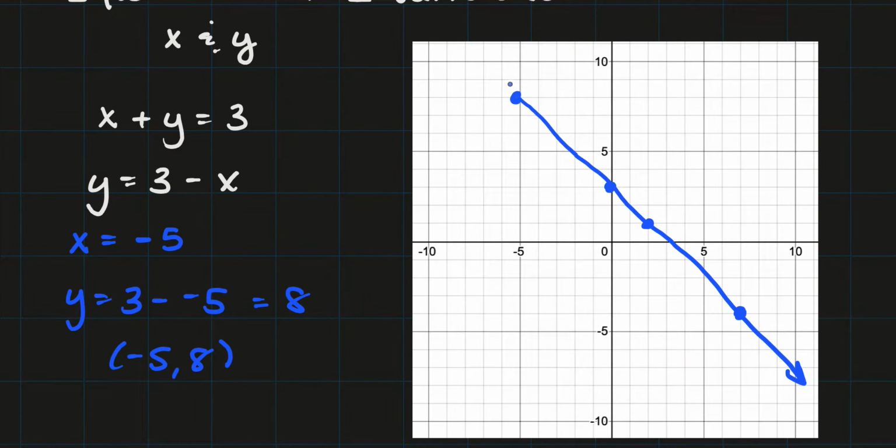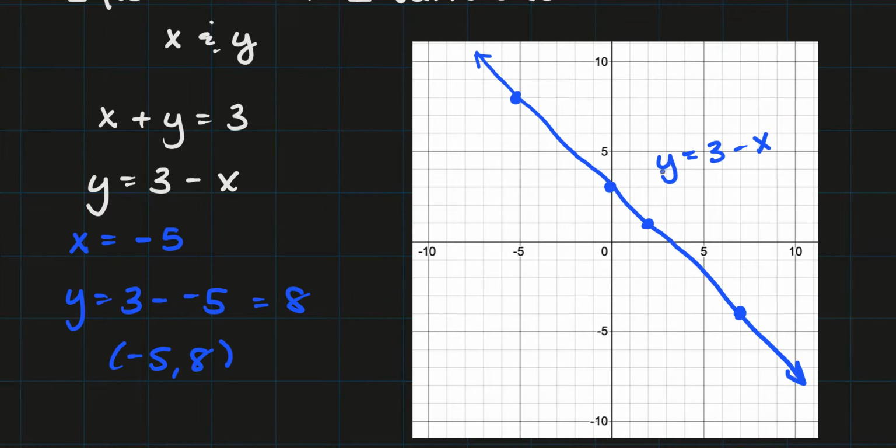So it looks something like this, and it's going to go on forever in both directions because you can put infinitely many numbers in for x. You can put lots of positive numbers. You're going to see whatever you get, the bigger it is, the smaller the y is. It's going to be more and more negative. And if you put something negative in for x, you can see that you're going to get a positive y, and this is going to go on forever in this direction. So this is the line y is equal to 3 minus x.